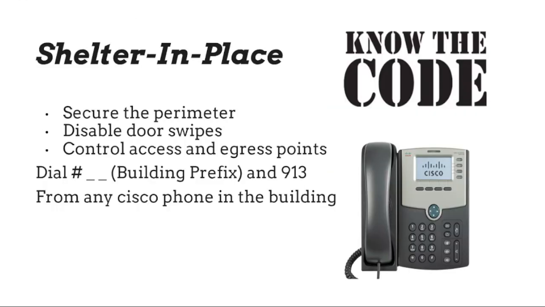There are two ways to initiate a building shelter in place. The first way is to utilize the telecampus alert system by dialing pound, your specific building prefix, and 913. When the system is activated, outside building blue strobe lights will flash. Door swipe access is disabled, except for police, and the reset system, pound prefix 914, must be dialed to end the event. The second way for a shelter in place to be activated is over the PA.